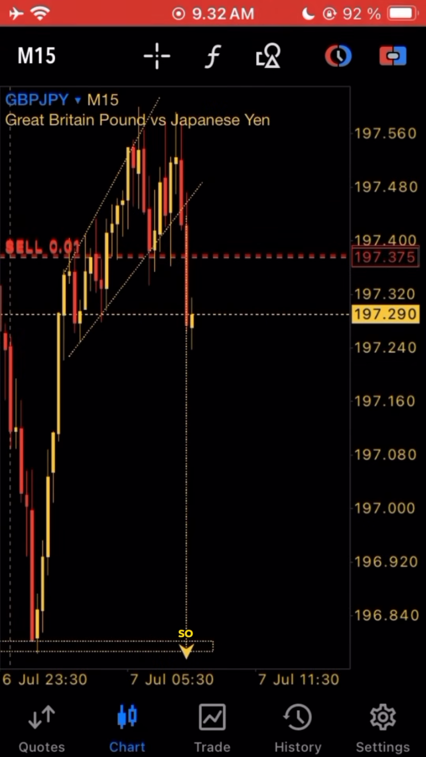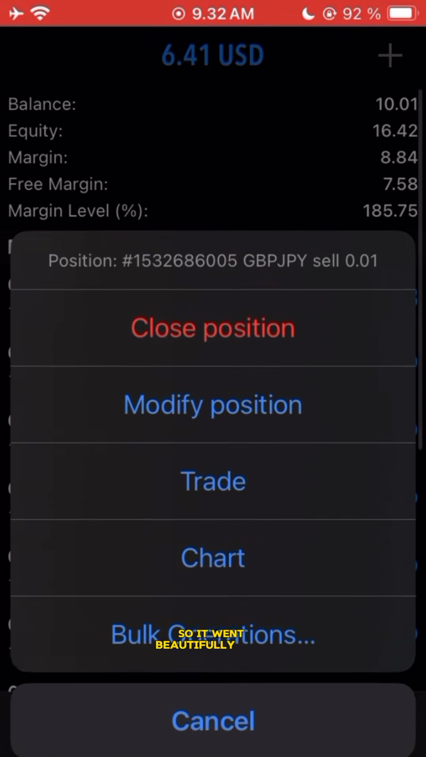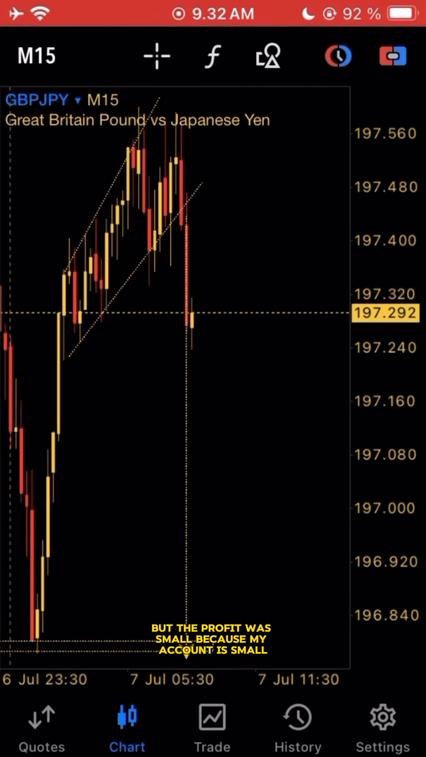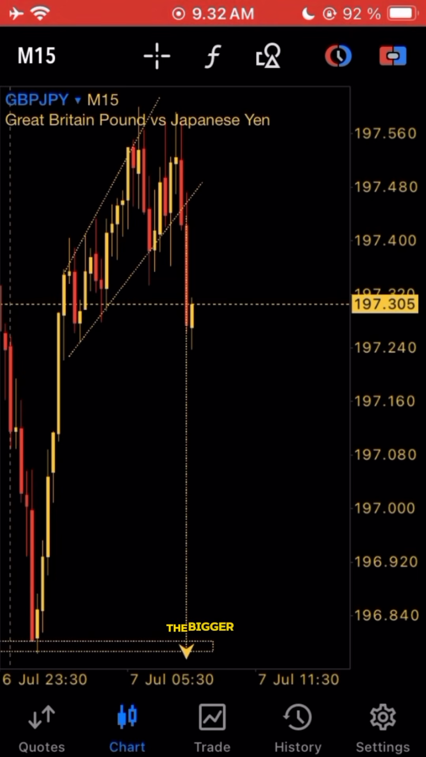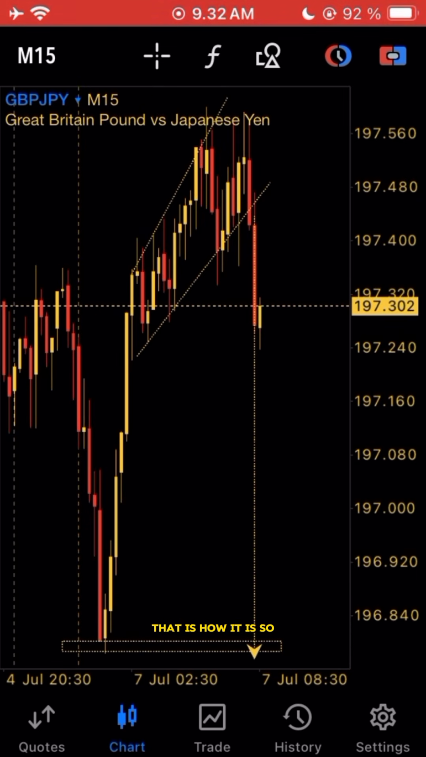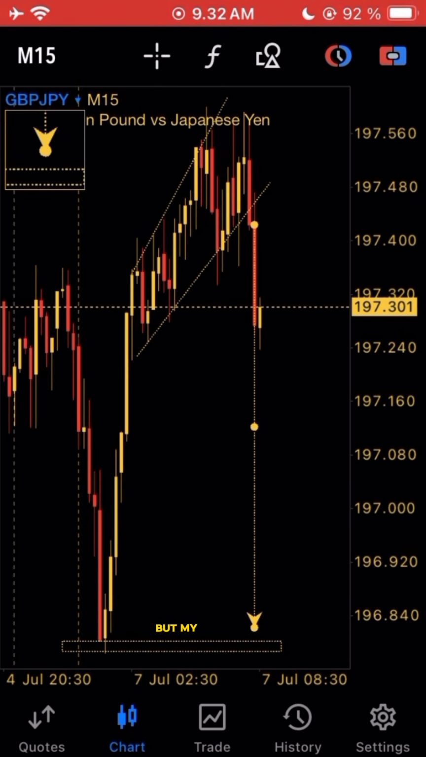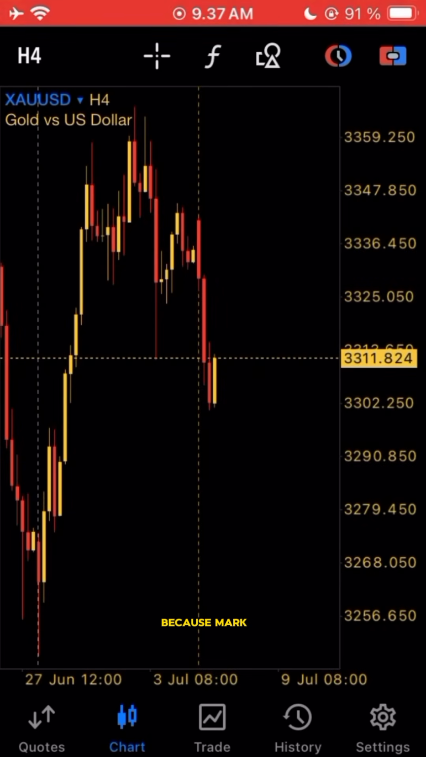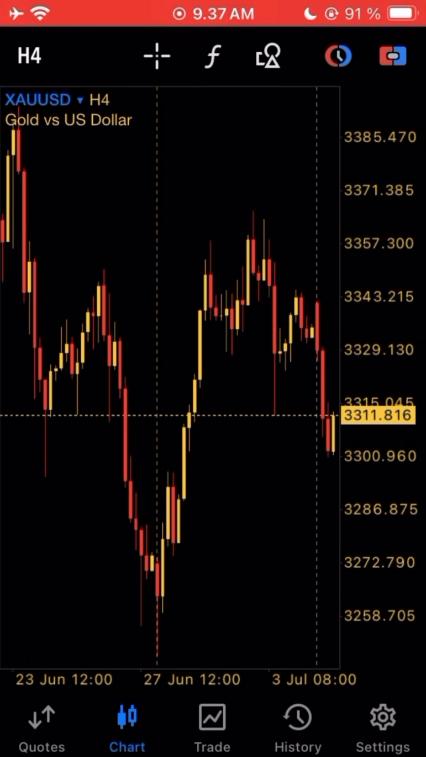Okay, so the trade went beautifully well, but the profit was small because my account is small. That is how it is. When you have big accounts, the bigger the account, the bigger the profit. It was a nice trade, by the way, but my TP is very far, so I don't want to hold because the market is going to take time before it gets there. Instead, I will have to trade gold.